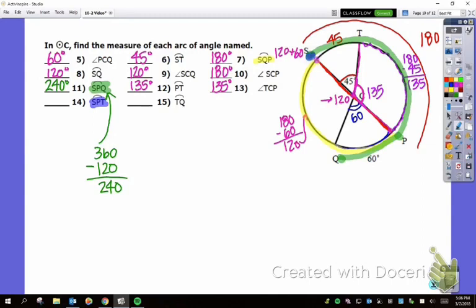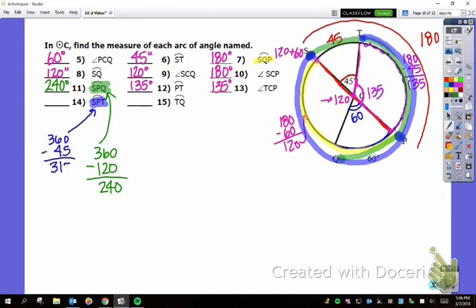So here's S where we need to start. Here's P, and we need to end up here at T, which means we are going counterclockwise. So when we go counterclockwise here on the blue, we see that we are not including that 45-degree arc. So we just want to say 360 minus 45, which gives us 315 degrees.